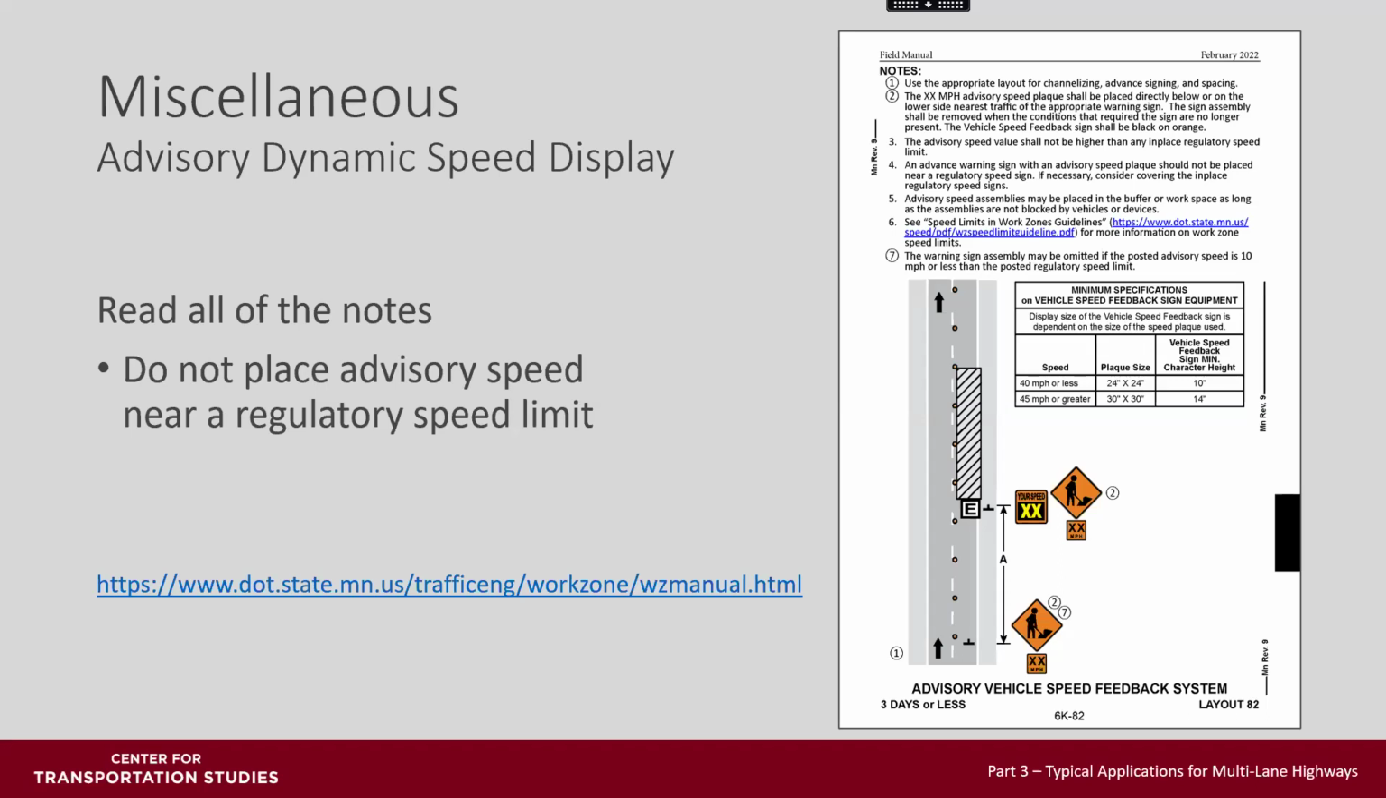If a speed feedback sign is used with an advisory speed, it should only operate when the advisory speed is in effect and be removed or turned away from traffic when the advisory speed is no longer in effect. The speed feedback sign should also be mounted above, below, or beside the warning sign and advisory speed plaque.